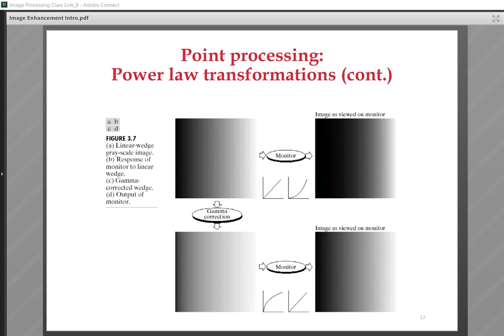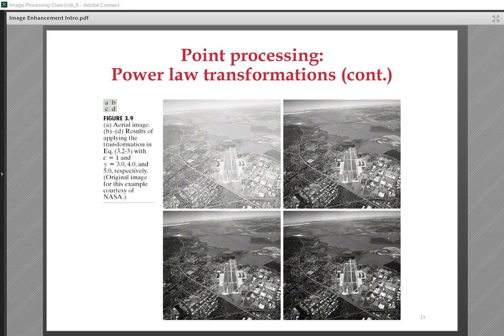But using this inverse gamma function on the original, this should be shown over the display, and this is the resultant over the display. You see this item is near to this item. C is the gamma corrected wedge, and D is the output of the monitor. The output of the monitor is the same as the original image. Okay, go to the next slide.